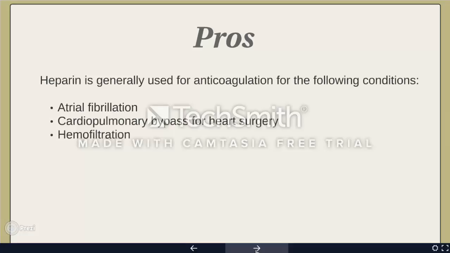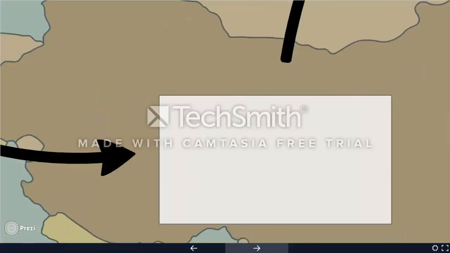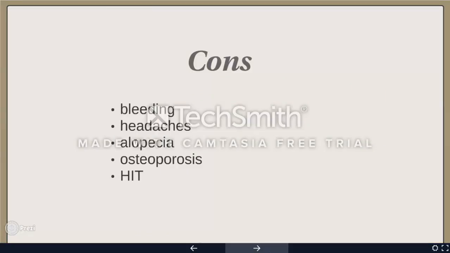Pros: Heparin is generally used for anticoagulation for the following conditions: atrial fibrillation, cardiopulmonary bypass for heart surgery, hemofiltration. Cons: bleeding, headache, alopecia, osteoporosis, HIT.